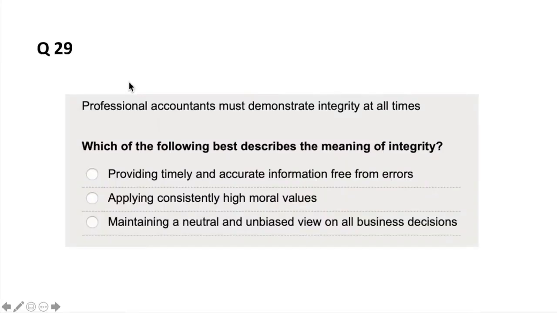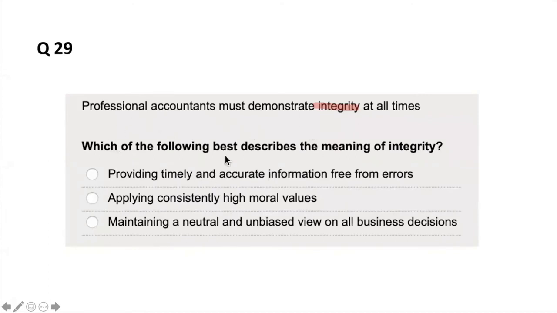Question number 29. Professional accountants must demonstrate integrity at all times. Now, the word integrity is very important, especially in corporate governance for all of us. Integrity means that you're doing the right thing always, even when no one is looking. That's my definition of it. So it actually has a lot of morals. It has a lot of, let's say, transparency, accountability. It has all these key concepts, I would say, of corporate governance all in one.